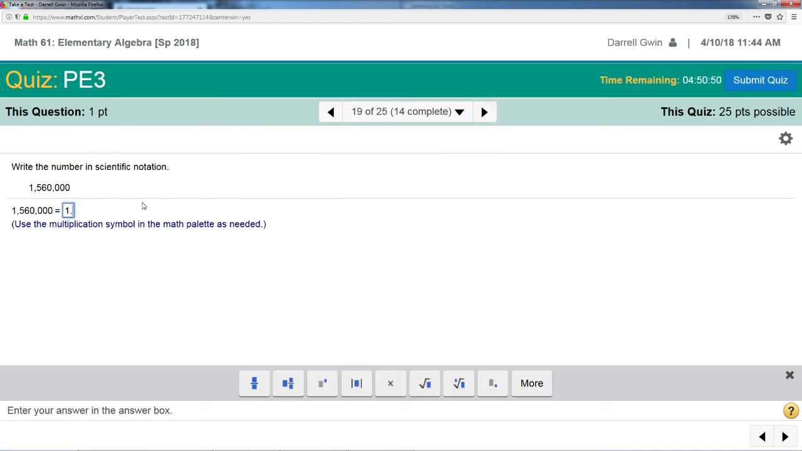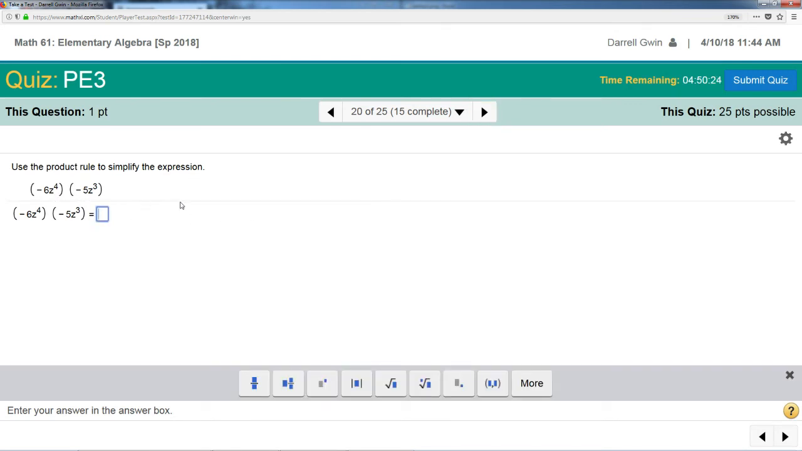Gotta use this times for some reason, right? I think so. We'll find out. I'm pretty sure that's the one you have to use. If you use the dot, it won't work. Times 10 to the power of 6, because it's a large number and the decimal has to move 6 times. 1, 2, 3, 4, 5, 6. Large number, positive.